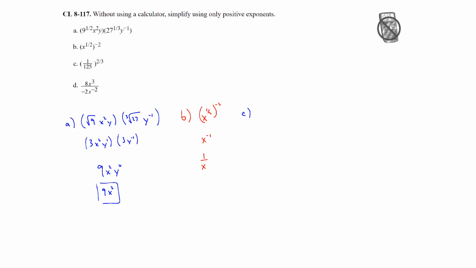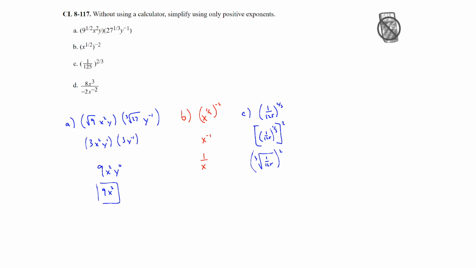On part C, we have 1 over 125 raised to the 2/3. So since it's raised to the fraction 2/3, we want to rewrite this so that it's raised to the 1/3, but then taking that, what would give us 2/3? Well, then that would be 2. So 2 times 1/3 is 2/3, but we can rewrite this as the cube root of 1 over 125 squared.